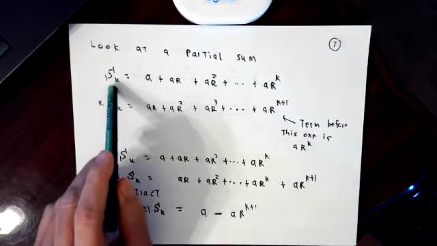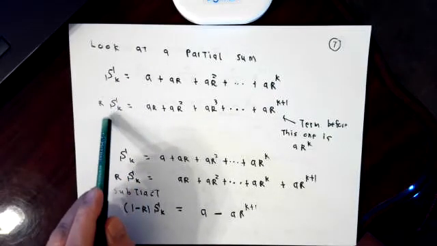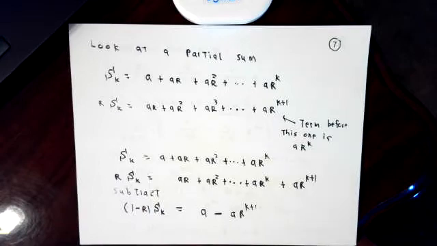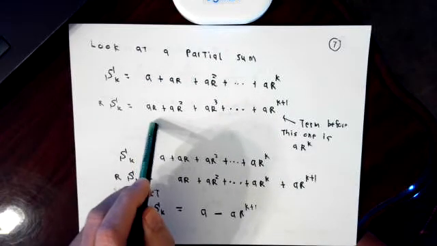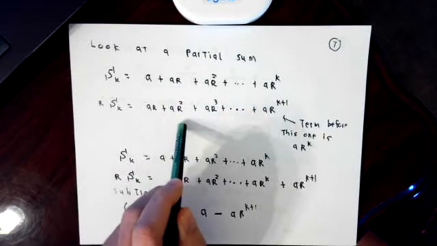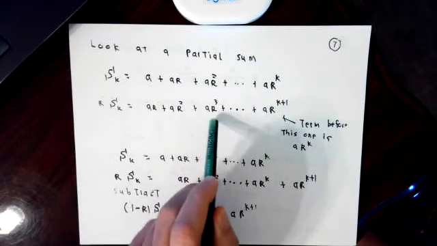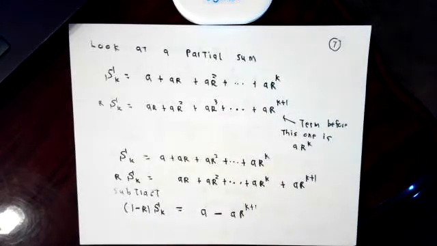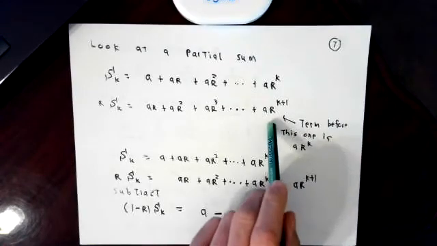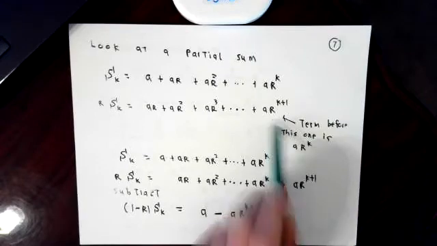I'm going to take S sub K and multiply it by R. I can use the distributive law to do that. Every term in S sub K is going to have its power of R increased by 1 when I do this. A times R, AR times R, AR squared times R, and at the very end, I'll have A times R to the K power times R, which will be A times R to the K plus 1 power.